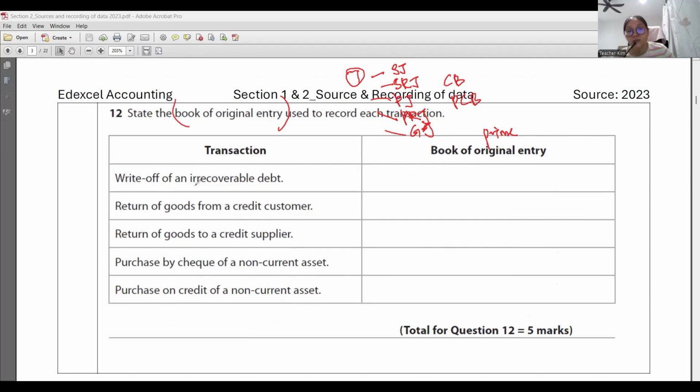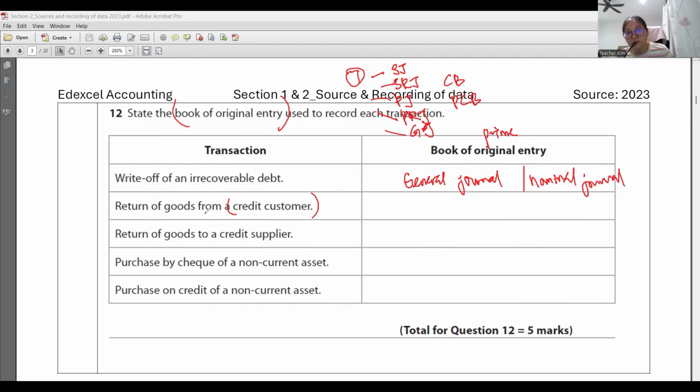So write off the irrecoverable debt. This is something that is non-recurring, does not happen often. So we use the general journal. Something that you use always recurring, then you can set auto in the system if you are using a computer system. So this is general journal. Sometimes we also call general journal a nominal journal. So depending on you, you can choose either one.